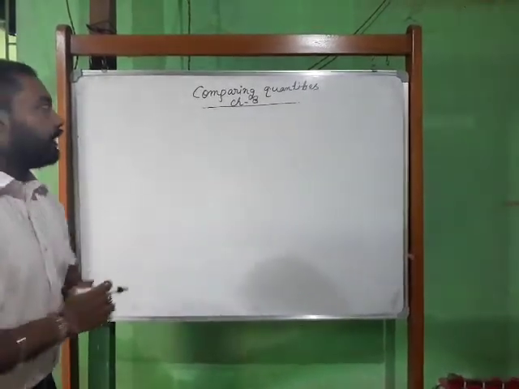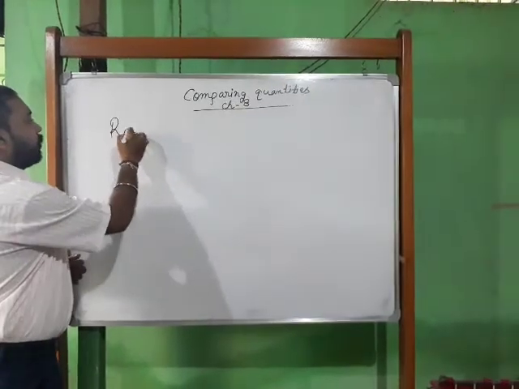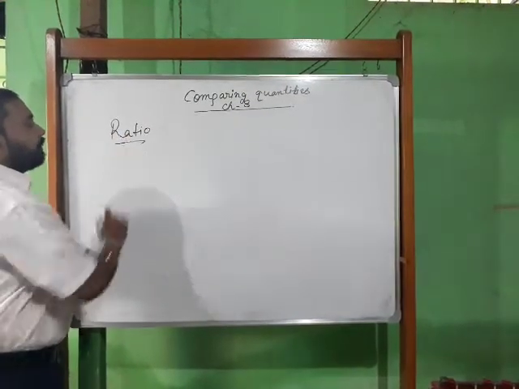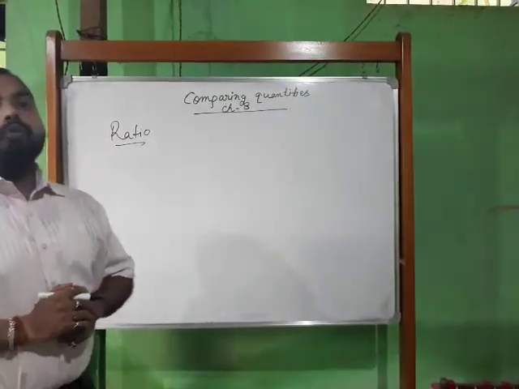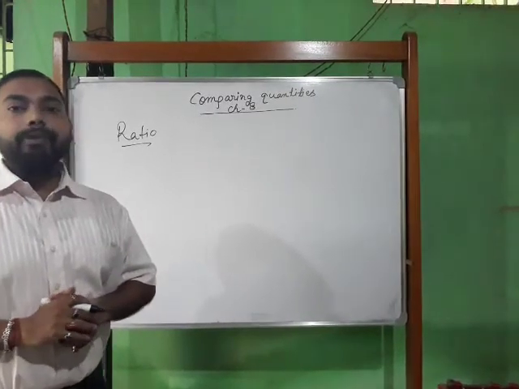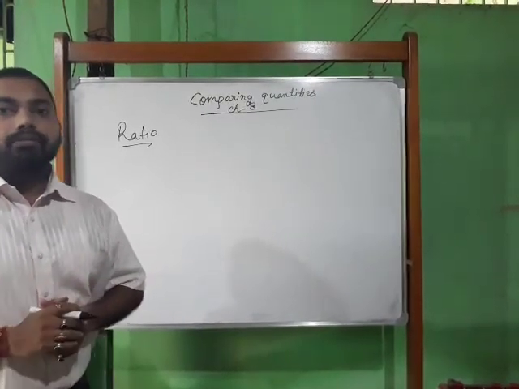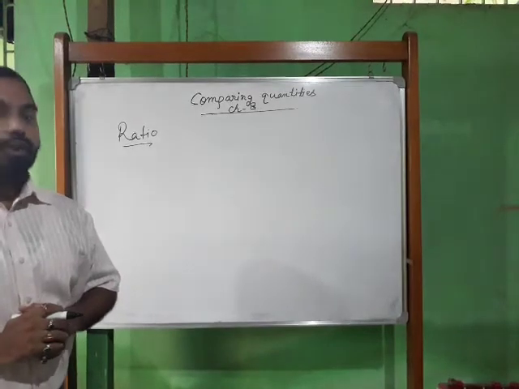So let me define first ratio. So what is ratio? When two quantities having same unit are compared, they are known as ratio.